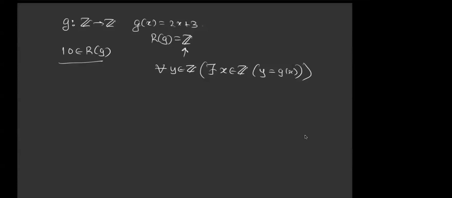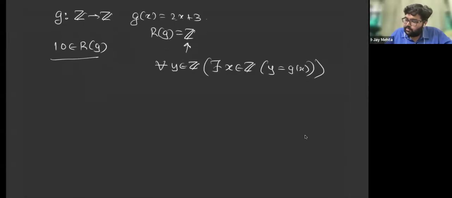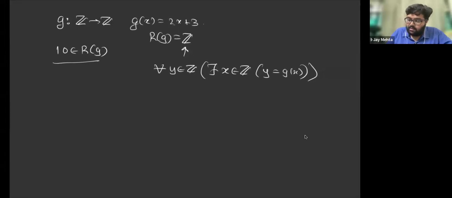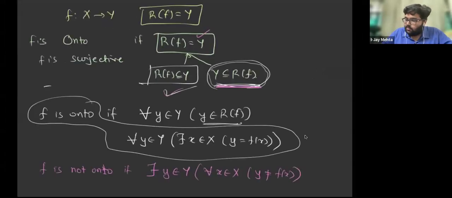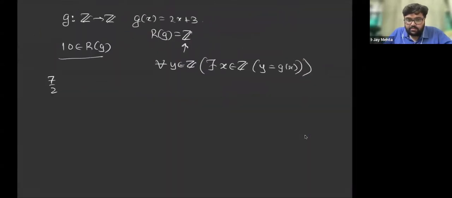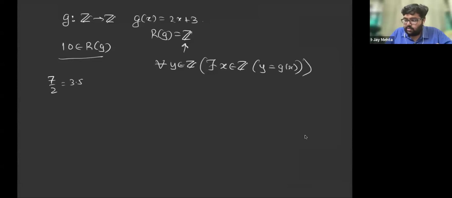Sir, 7/2 comes in integers, so maybe 7/2 is an integer. X equals 7/2. Is it an integer? What is 7/2? Is it an integer? No, right? It's a rational number, 3.5. Integers are also rational numbers, but we say that it's not an integer.